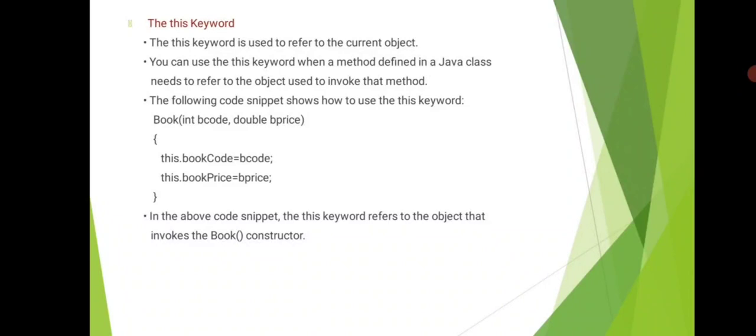Okay, so now we discuss the this keyword. The this keyword is used to refer to the current object. That is, the this keyword is always pointing to the running object or the current object. You can use this keyword when a method defined in a Java class needs to refer to the object used to invoke that method. So here, the this keyword is defined in a Java class.